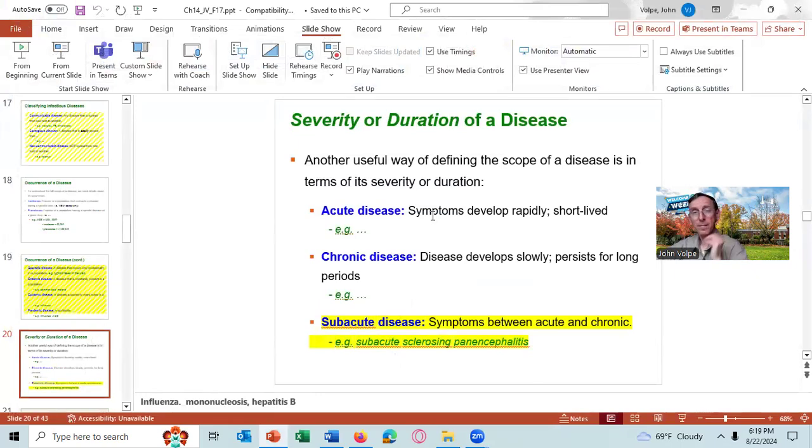There is a disease category between acute and chronic disease. I've got it highlighted because you do not need to know it. It's called subacute disease, where the symptoms are between an acute and a chronic disease. An example of a subacute disease is subacute sclerosing panencephalitis.